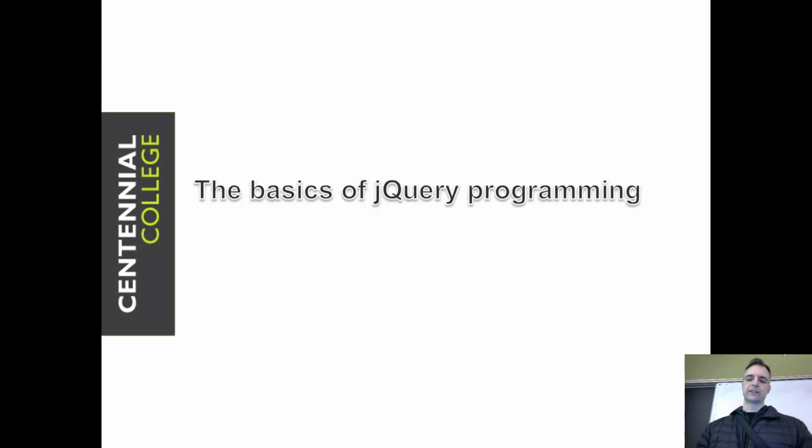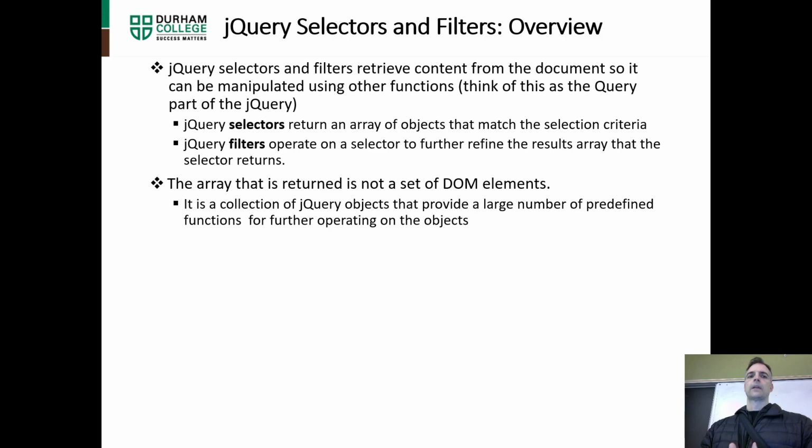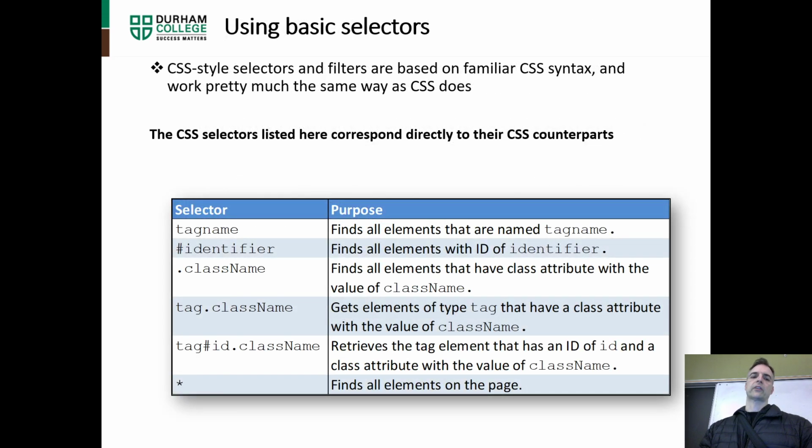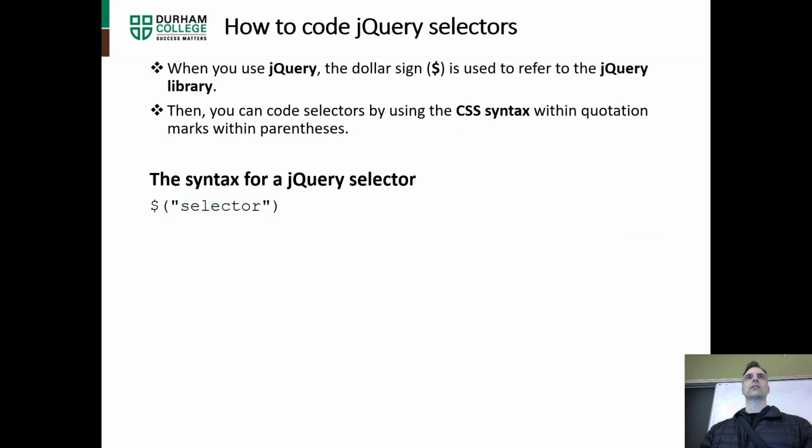Let's talk about the basics of jQuery programming. Again, it's all about selectors and filters to start off. Selectors and filters. And we're going to manipulate the DOM just like before. So the way it works is this. Whatever the tag name is, get your $, and it's again CSS style selectors: dot class name, tag dot class name for whatever the tag is, and then star finds all the elements on the page. Pretty straightforward stuff. Here's how it looks, $ selector. That's how you do it.